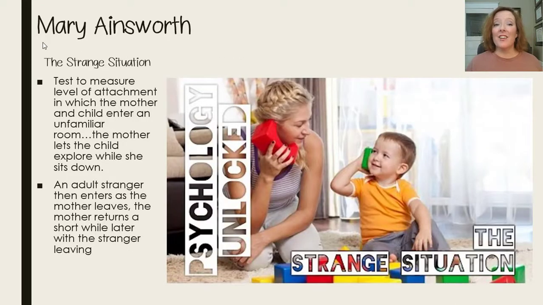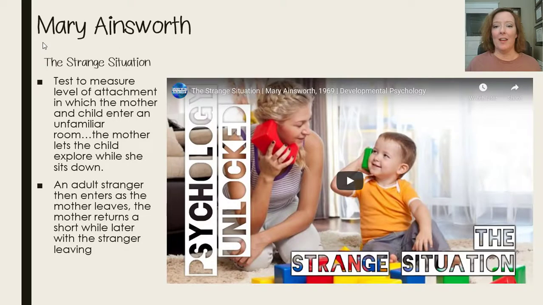Okay, the next theorist we're going to talk about is Mary Ainsworth and the strange situation. The strange situation is a test to measure the level of attachment that a mother and child can demonstrate when they enter an unfamiliar room. The mother basically lets the child explore while she sits down, and then an adult stranger enters as the mother leaves. The mother returns a short while later with the stranger leaving. So let's see what happens.